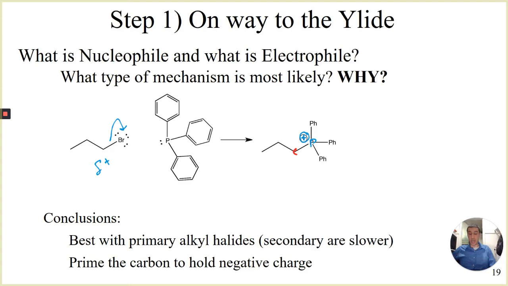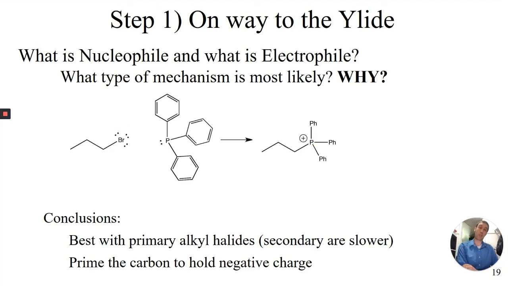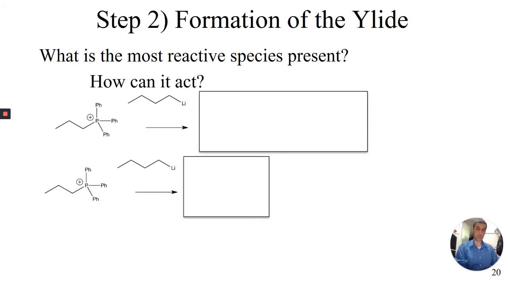For those people worried about octets, remember, phosphorus is special because it's in the third row. It could exceed its octet, particularly if we were going to minimize charge. So, next step of the reaction is the official formation of the ylide. Okay? In that case, what we're doing is reacting it with butyl lithium. If we look, there's two potential ways butyl lithium could react.